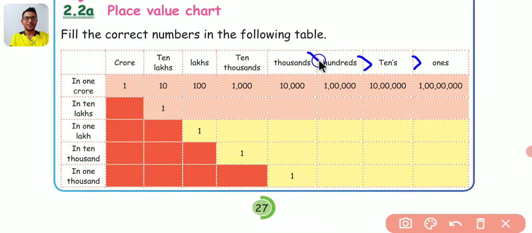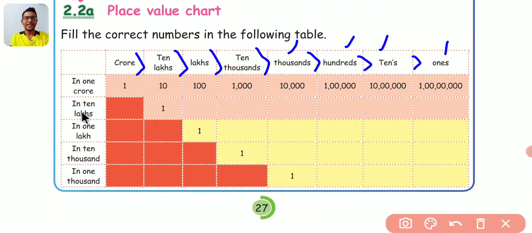I hope you understand. Then thousand is bigger than hundreds, okay. Thousand has hundreds, tens, ones. Now 10,000 has thousands, hundreds, tens, ones, okay. Now lakh has 10,000, thousands, hundreds, tens, ones. So lakh is bigger than the others, okay. 10 lakh has the remaining places. Crore has 10 lakhs, lakhs. Then I'm asking one question: does 10 lakh have crore? No, because 10 lakh is smaller than crore, okay. Crore only has 10 lakhs.